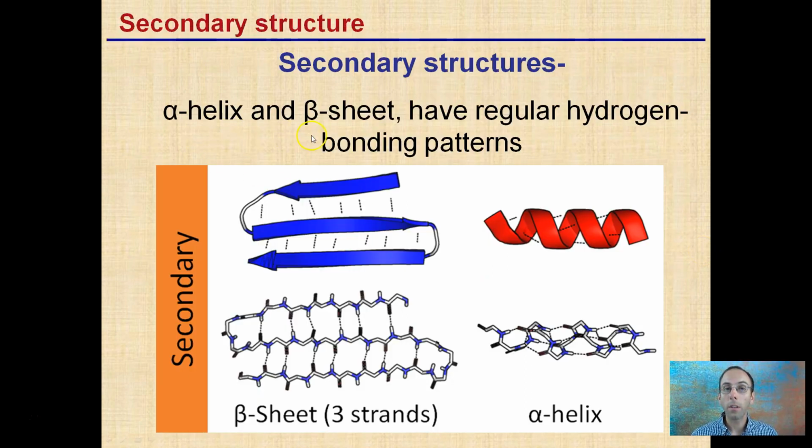As I said, there's alpha helix and beta sheets, and they have regular hydrogen bonding patterns, and we can classify them as that. The beta sheets, as we may assume here, form a very flat structure. The alpha helix kind of looks like that DNA. We're kind of getting that wrapping that does occur.